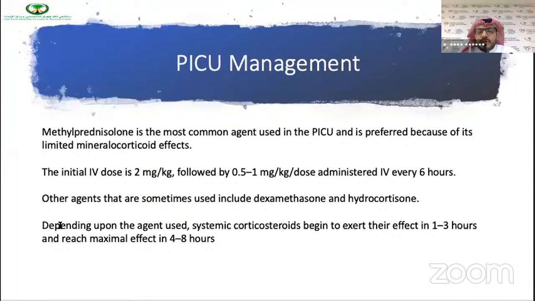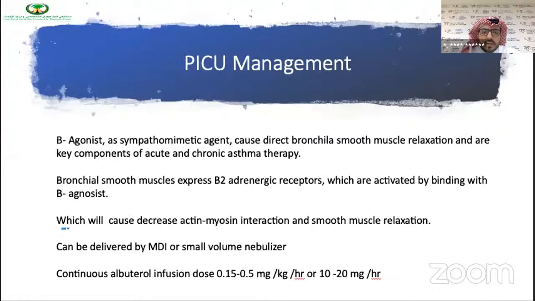Other agents that can sometimes be used are dexamethasone and hydrocortisone. Depending upon the agent, systemic steroid should begin to kick in within 1 to 3 hours and reach maximum effect in 4 to 8 hours. Be mindful about the side effects of the steroid, which are usually hyperglycemia. These are the usual PICU-observed corticosteroid-related effects: hyperglycemia, hypertension, and also agitation, which is related to steroid-induced psychosis.